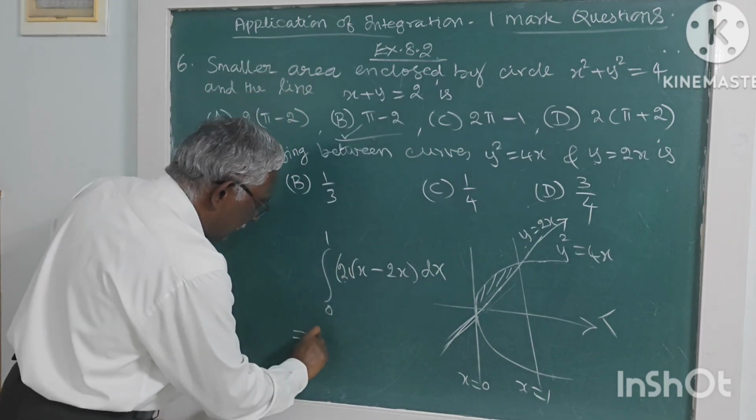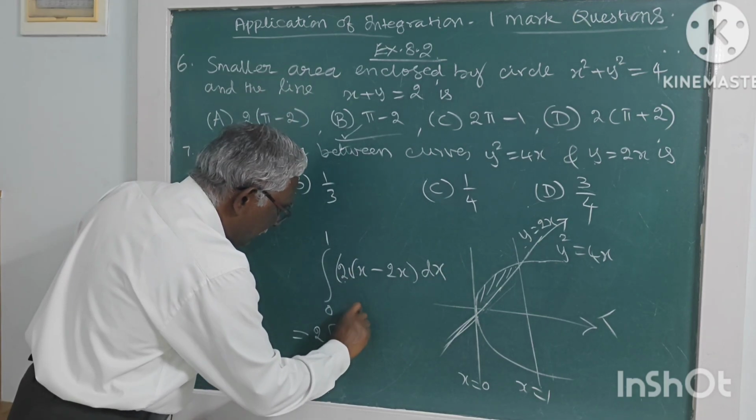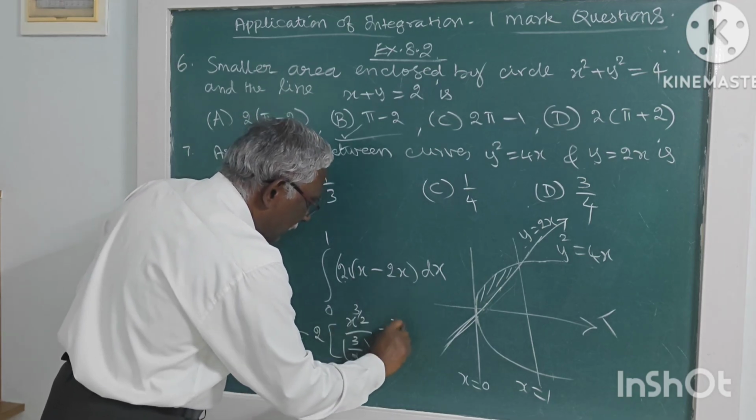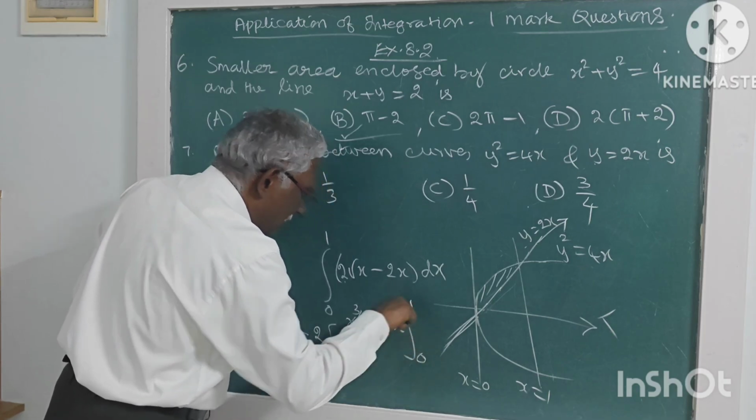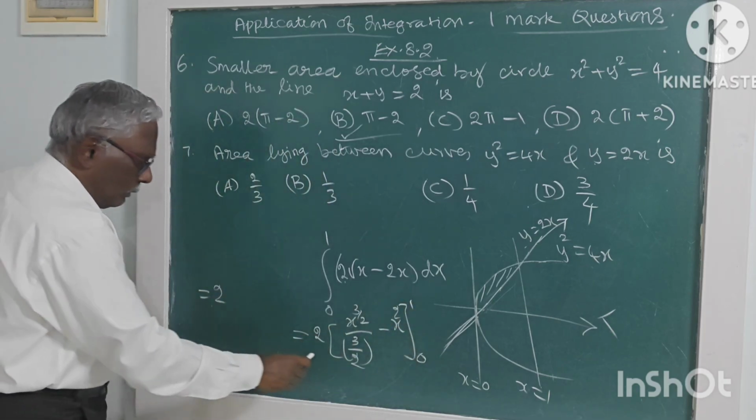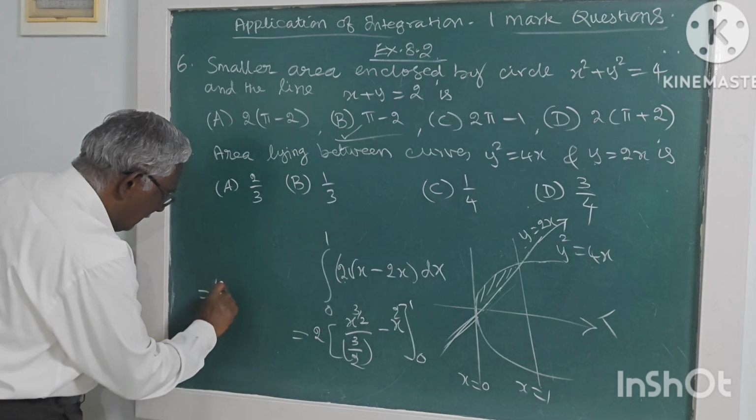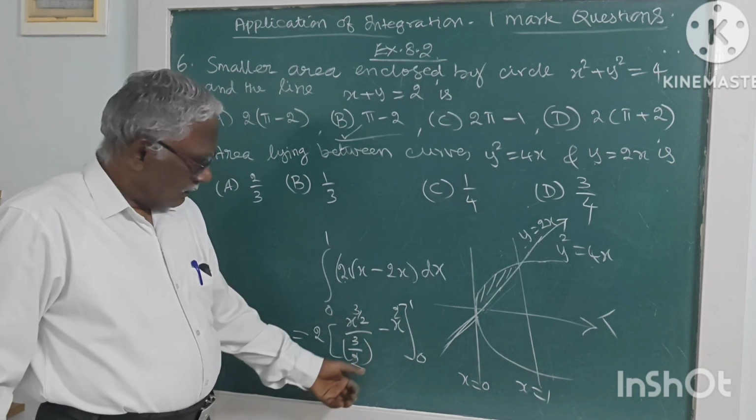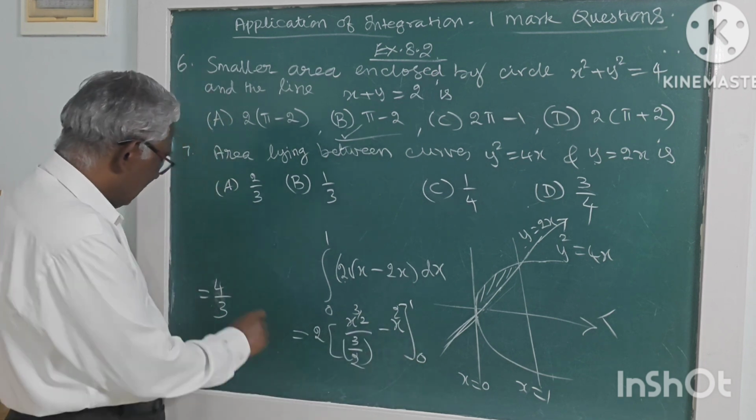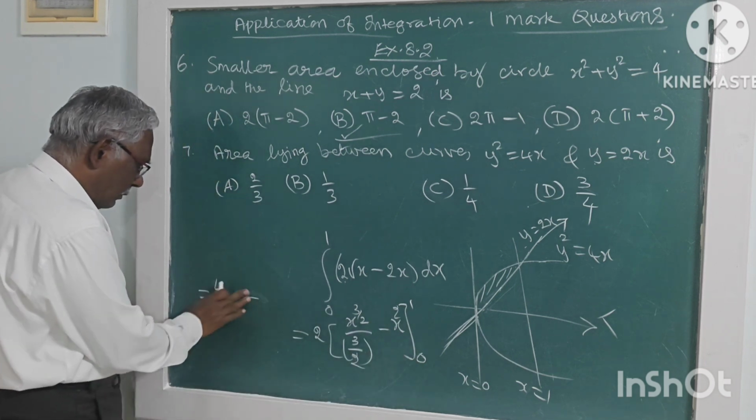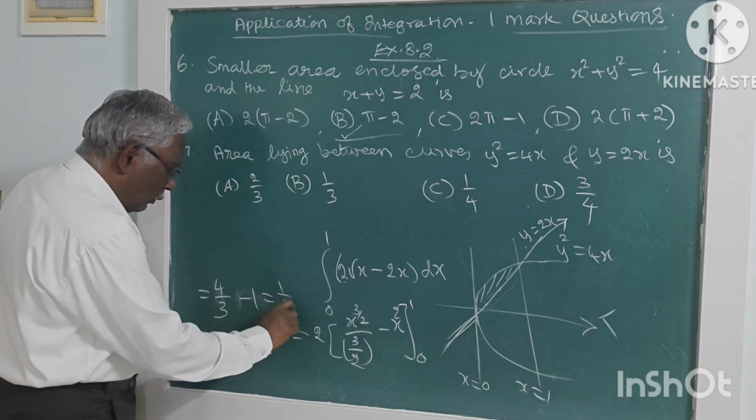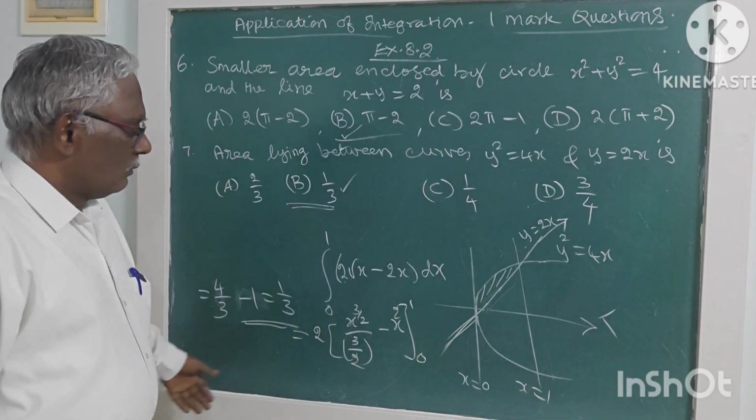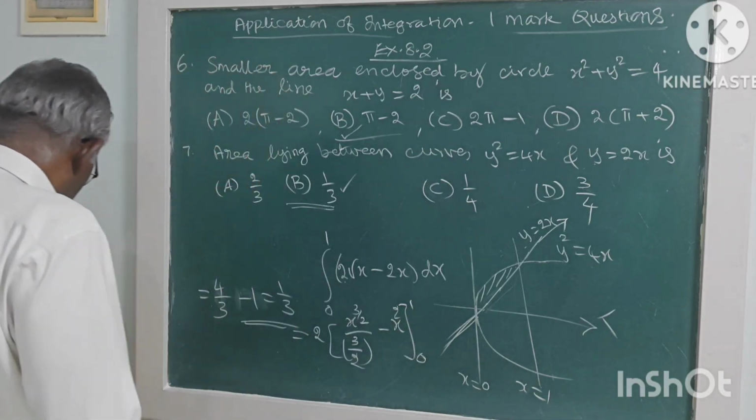Now take 2 outside. x power 3 by 2 by 3 by 2 minus x square, from 0 to 1. So 4 by 3, put x is 1 only, minus 1 square. So 1 by 3 square units. So this is the answer. We need not write the full steps.